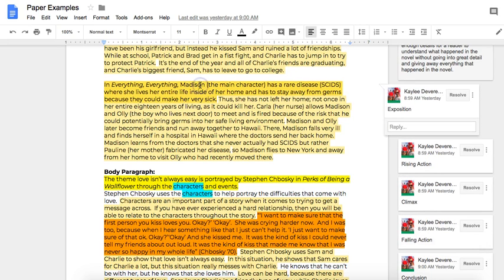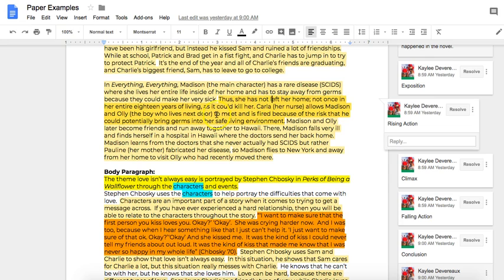Okay? So, in Everything, Everything, Madison, the main character, has the rare disease where she lives her entire life inside of her home and has to stay away from germs because they could make her very sick. So we've got the exposition. We know a character. We've got kind of a basic understanding of where this story is going to go. Thus, she's not left her home, not once in her entire 18 years of living, as it could kill her. Carla, her nurse, allows Madison and Ollie, the boy who lives next door, to meet and is fired because of the risk that he could potentially bring germs into her safe living environment. So we've got a rising action.